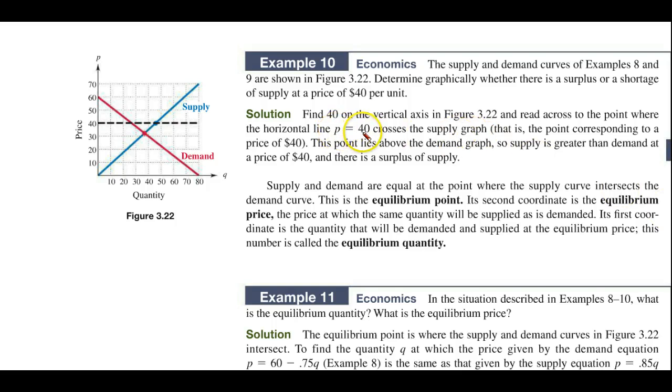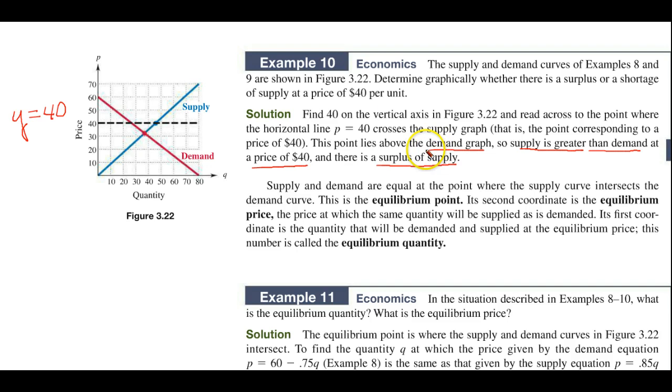So P is 40, so we make this dotted line. Remember, this is sort of the equation y equals 40, which is a horizontal line. And notice what they're saying. This point lies above the demand graph, so supply is greater than demand at the price of 40. And there is a surplus of supply.